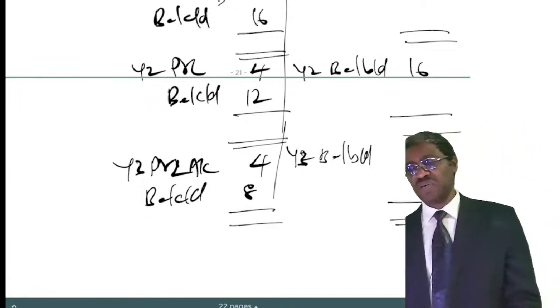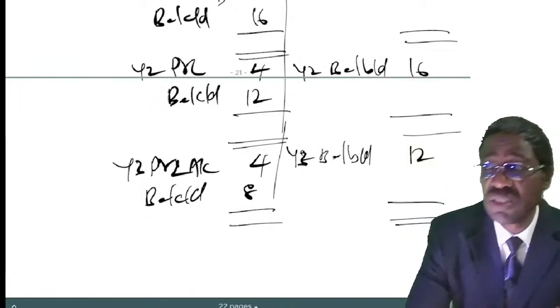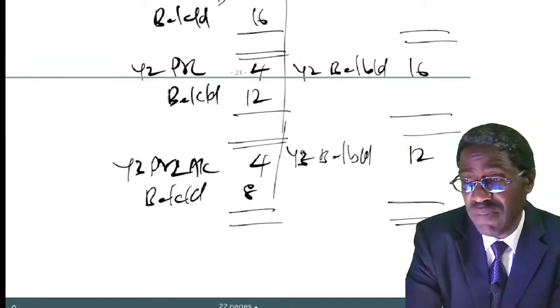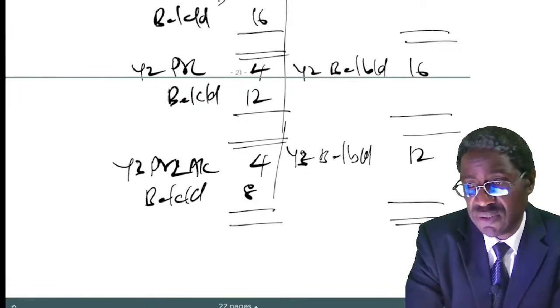Now I've done the income, the deferred account. Finished. We want to prepare the P&L extract and the balance sheet now.